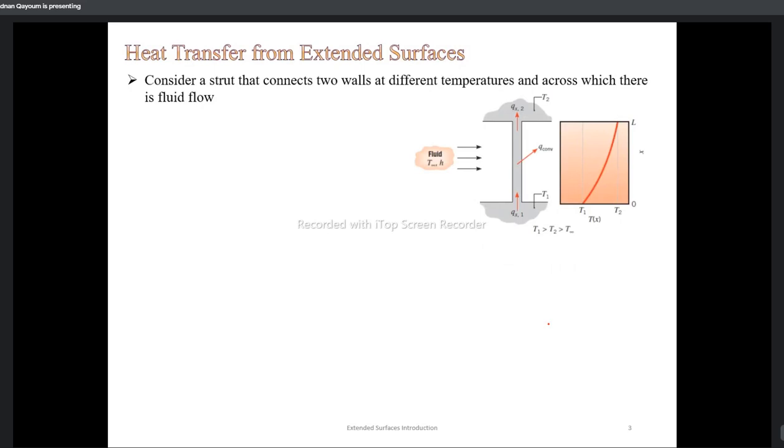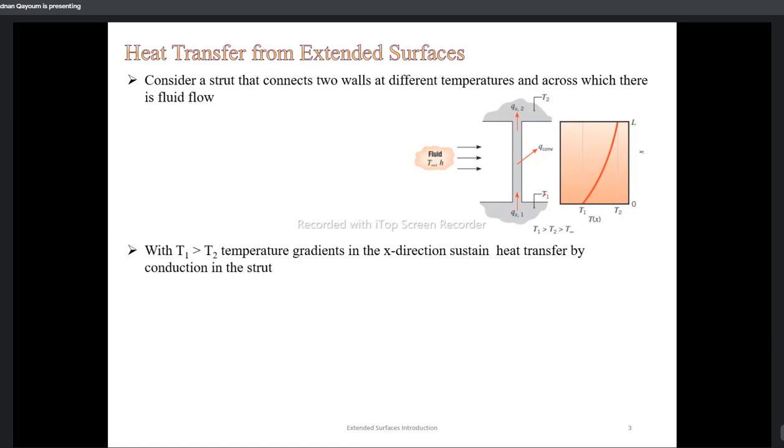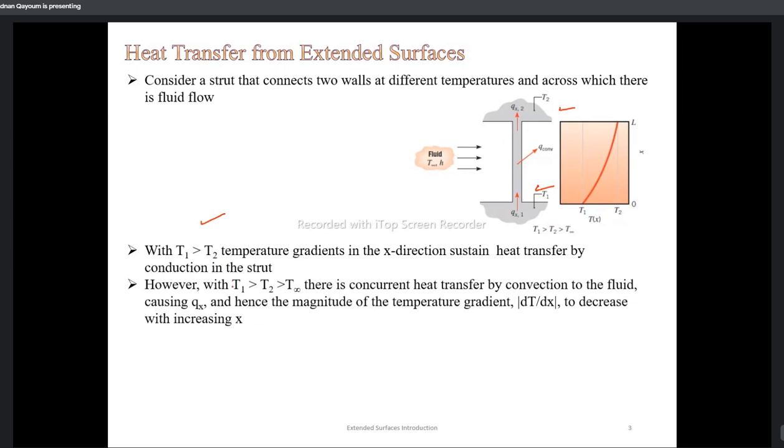So this is at a higher temperature, this is at a lower temperature. The ambient environment is at a temperature lower than T2 also. You have temperature gradients, so as a result of the temperature gradient, heat will flow in this direction. You are joining two surfaces by a quick extension. It is quite obvious that dT/dx will go on decreasing in magnitude in the direction of flow.